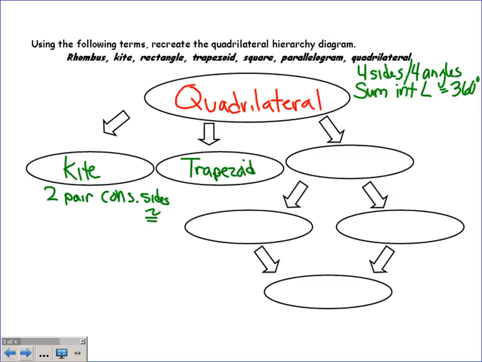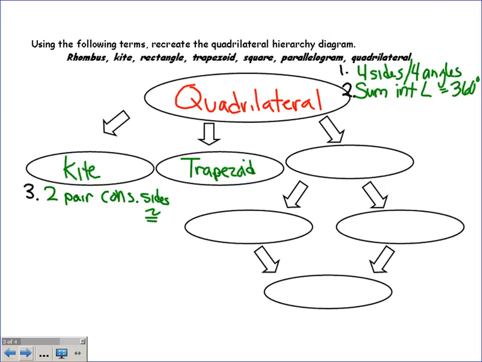Wait, so we don't have to write the definition? Just write the word. I'm reviewing this for you guys so you can see it all. So if I was to list all the characteristics of a kite, how many characteristics are there? There's 3. Here's number 1. Here's number 2. Here's number 3.